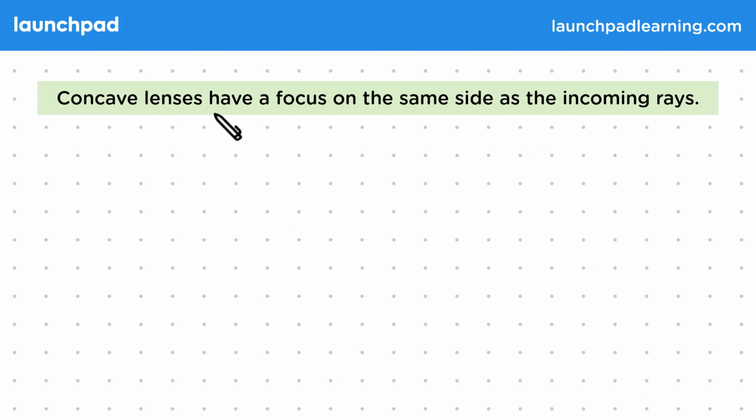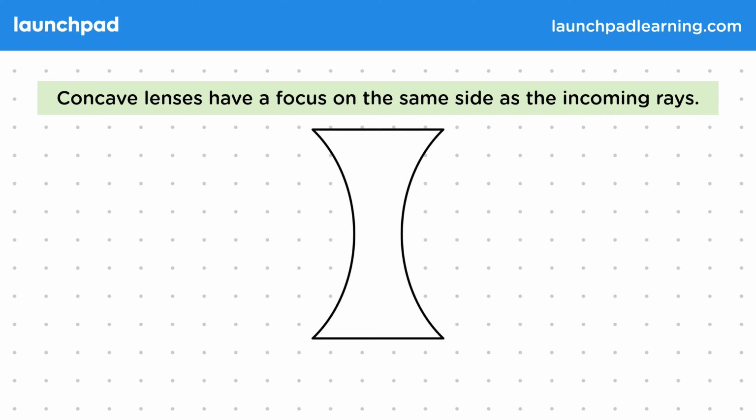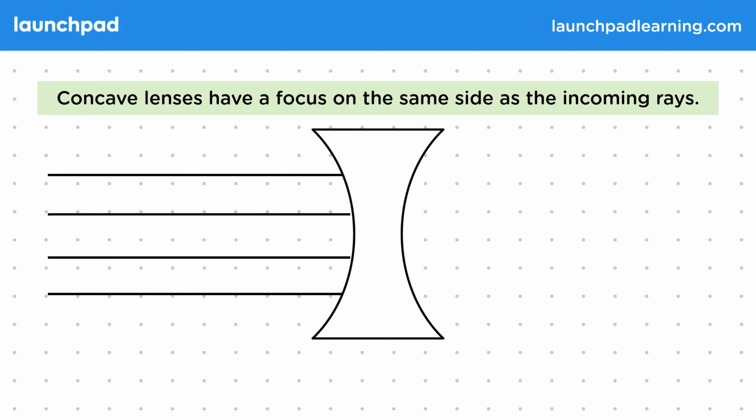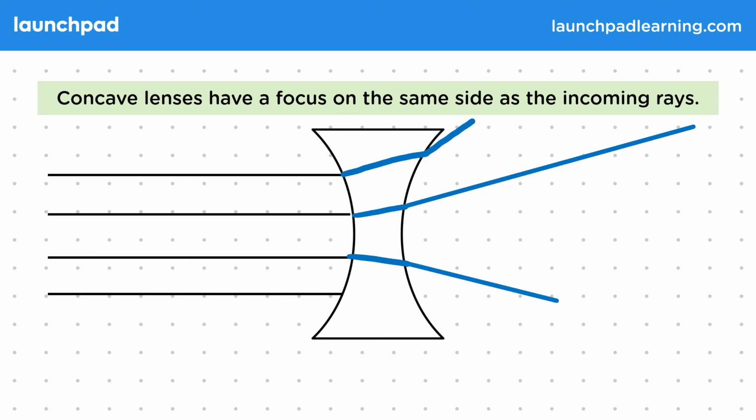Well, concave lenses have a focus on the same side as the incoming rays. This works differently to the convex lens, so let's take a closer look at how these parallel rays would behave at the lens. This time, the lens is designed so that these rays will refract in a way so that they all spread apart, like so. So it looks like there wouldn't be a focus, as the rays won't converge. Also, what's so special about the shape of this lens if all it does is make the rays spread apart?